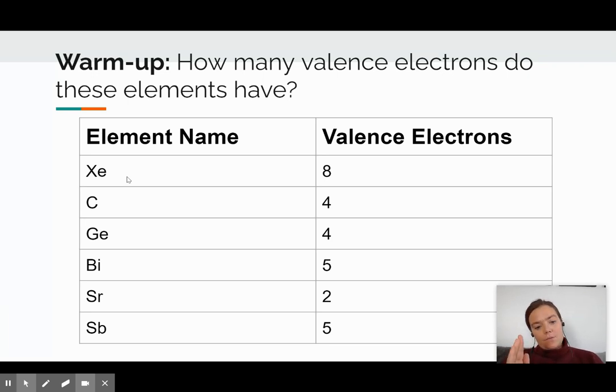Bismuth is 1 to the right and 1 more column to the right, so it's in 5. Strontium is all the way over on the left side of the periodic table. In the alkaline earth metals, it has 2. And then Sb, antimony, is right above bismuth, so it has 5 valence electrons.